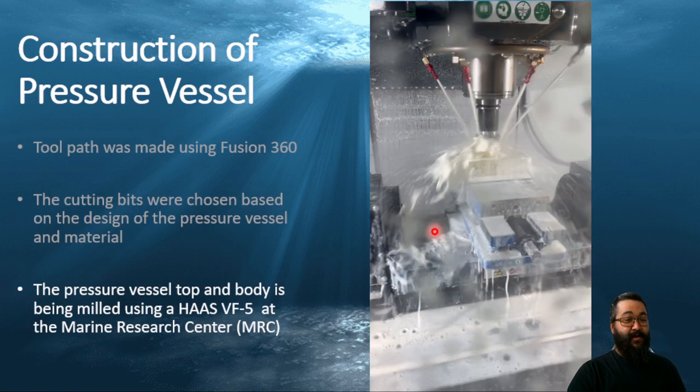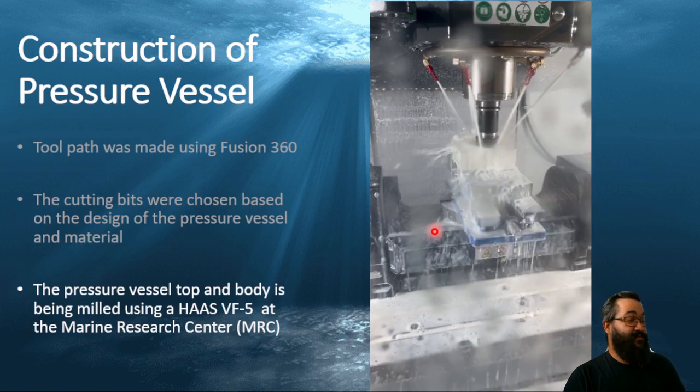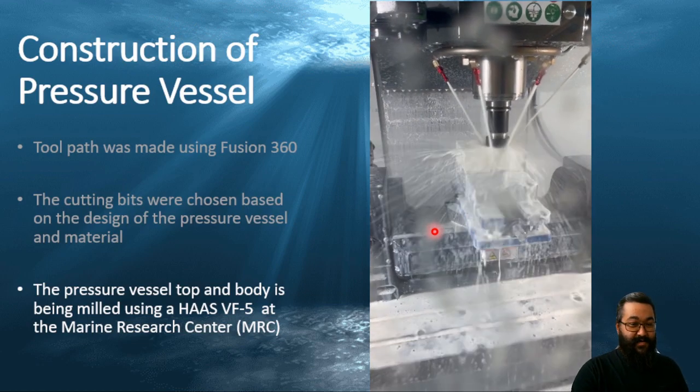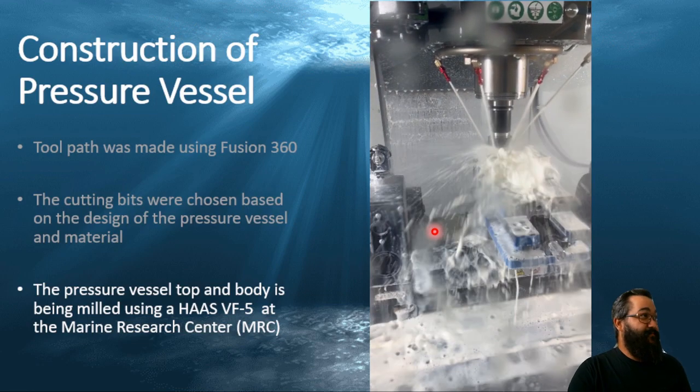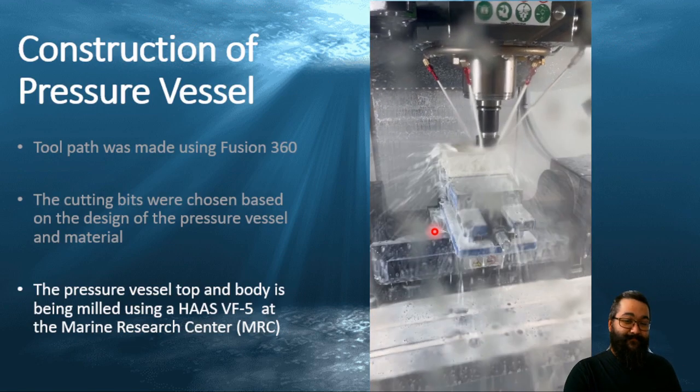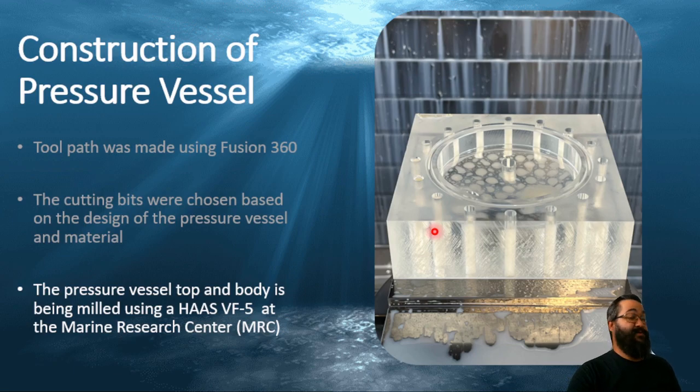As we can see here, this is the video I took during the milling process of the pressure vessel. This is just cutting out the bulk of the body of it. After that process was done, I was left with this blank here with the holes milled, the O-ring groove, and the inside milled out. I'll show you the completed version of it later on in the presentation.